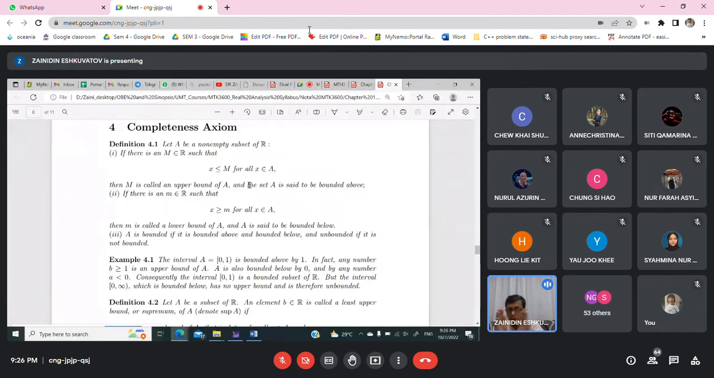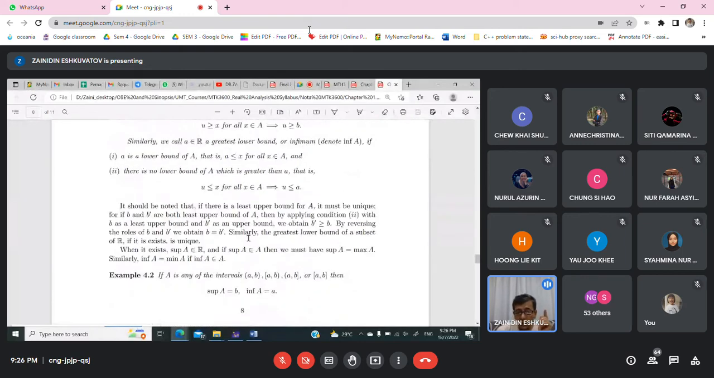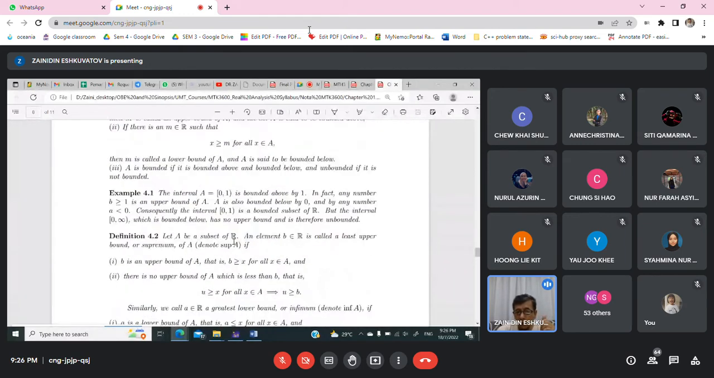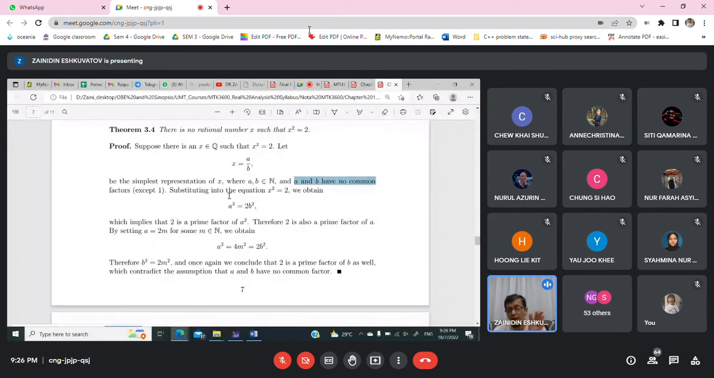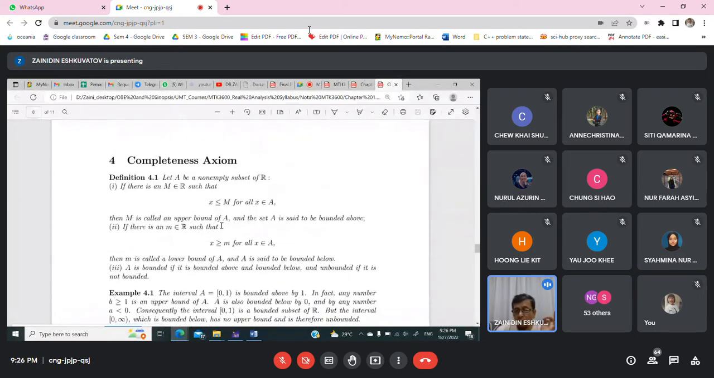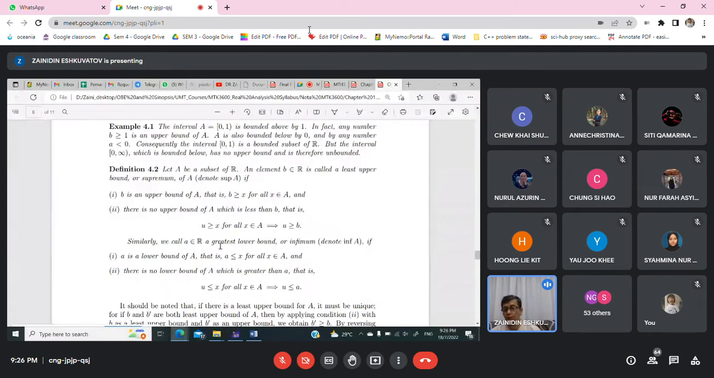If you revise this completeness axiom very well, and understand the problem very well, then you can handle two problems here. One is proving the supremum and infimum problems. In this chapter you can handle two problems. One is rational number problems. Second one, completeness axiom gives us the supremum and infimum. Please properly read it and understand it.